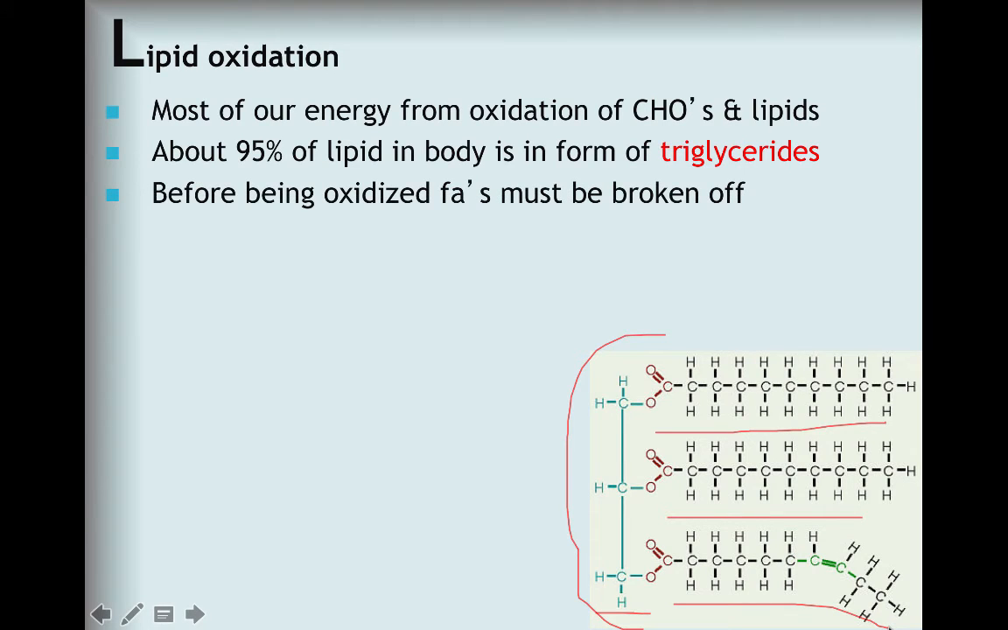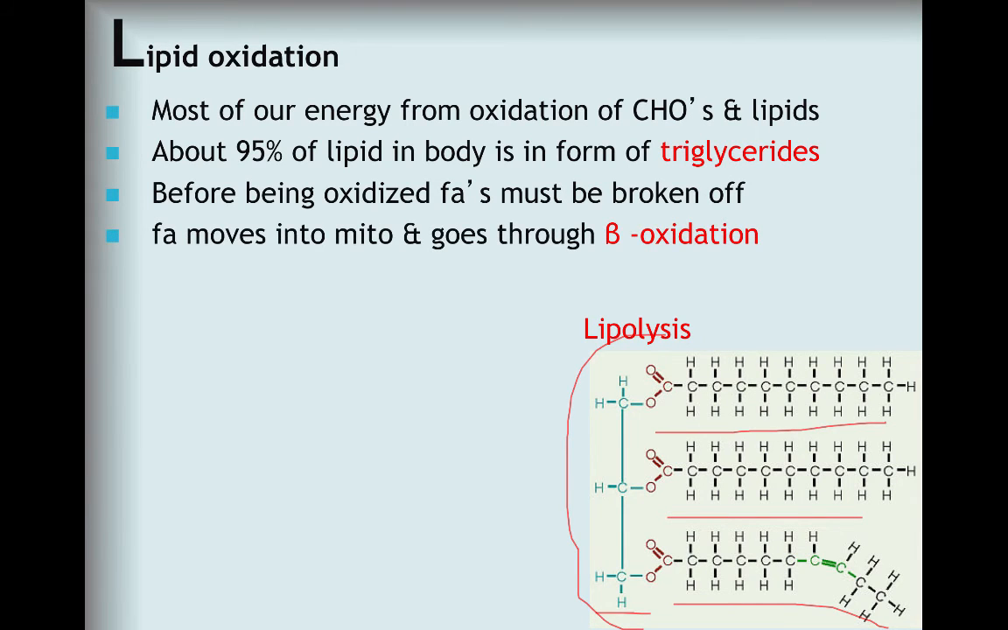Now, before we can go through beta oxidation with our fatty acids, we have to break the fatty acids off of the glycerol molecule. And this process is referred to as lipolysis. And again, you know lysis means breakdown, and lipo refers to lipids. So lipolysis is the breakdown of these fatty acids. Now the fatty acid can move into the mitochondrial matrix where it will go through beta oxidation.